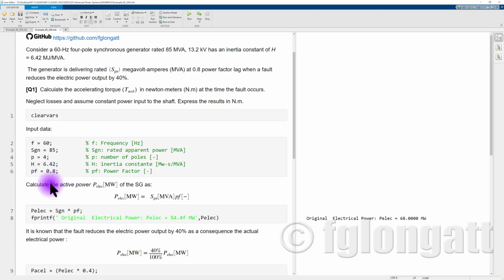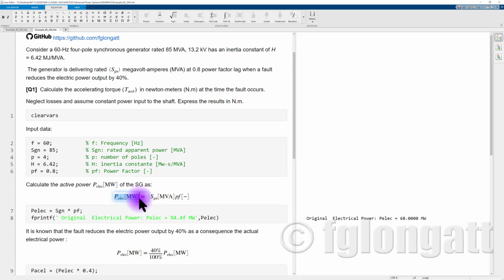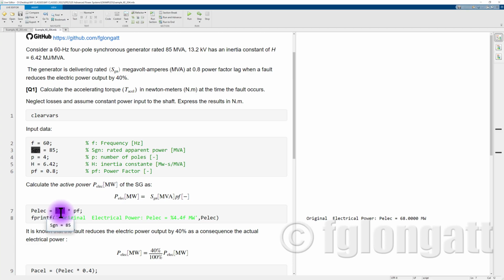Now the job here, first step. We want to know what is the nominal situation before the fault. In other words, we want the electrical power before anything happens. To calculate that, we multiply the nominal apparent power by the power factor. In this case, it's very simple. Put the numbers together, 85 MVA multiplied by the power factor 0.8. And we obtain that the magical number is 68 megawatts.